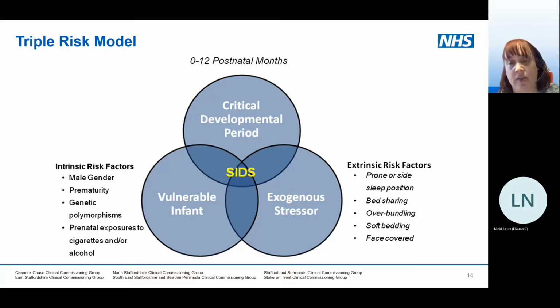So this is where we talk about the environment. So we're looking at the sleep position, the prone or side sleeping position, bed sharing, over bundling, soft bedding, or face covered. And you can see there that you've got in the middle, labelled in yellow, that's where the baby's at risk of sudden infant death, when you've got an overlap of all three of those areas. So the baby's of the right age, and there's those things that make that baby more at risk, plus you've got the things within the environment that increase the risk, and that's where you have a vulnerable baby.